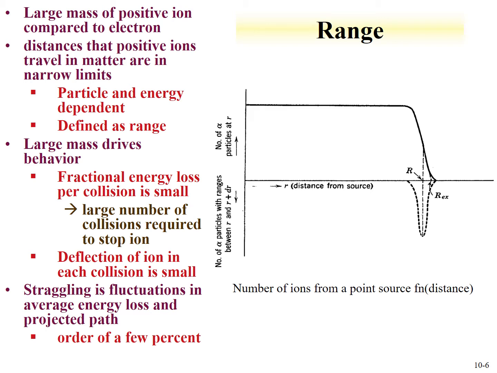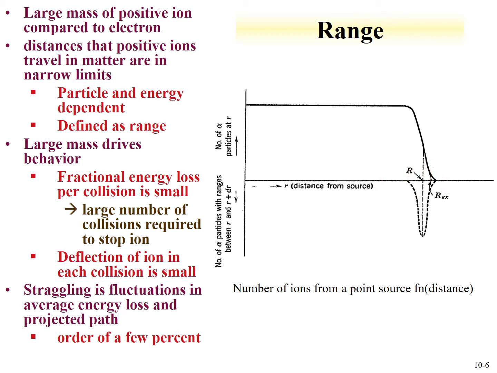So the relatively large mass of the ion drives this behavior. This is because the fractional energy losses are relatively small, so you need a large number of collisions to occur before the ion is finally stopped. And the deflection of the ion is relatively small. This is what's called straggling. So imagine a massive particle going through the material. How it gets scattered up or down from a given direction is relatively small. So it tends to go in a path that would be relatively narrow and then deposit a great deal of its energy in a relatively small area.